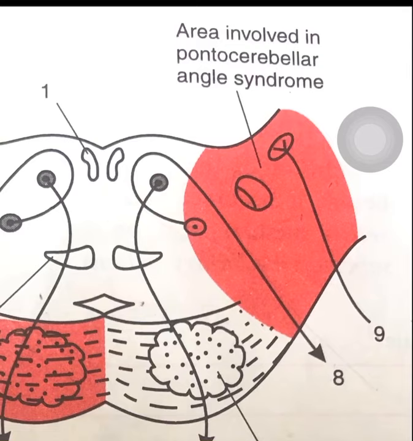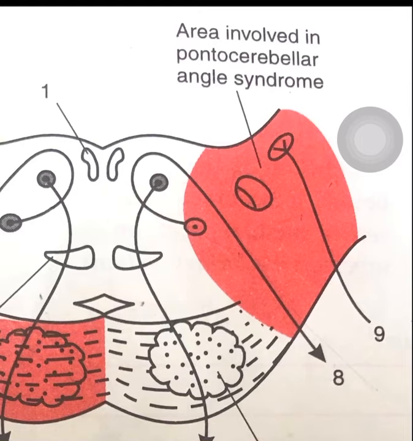This is the angle where you can see the 7th nerve, 8th nerve and flocculus of cerebellum. All the 3 are situated here. So this is about the cerebellopontine angle syndrome. And then next one is, if there is any lesion or pontine hemorrhage, the very important one.